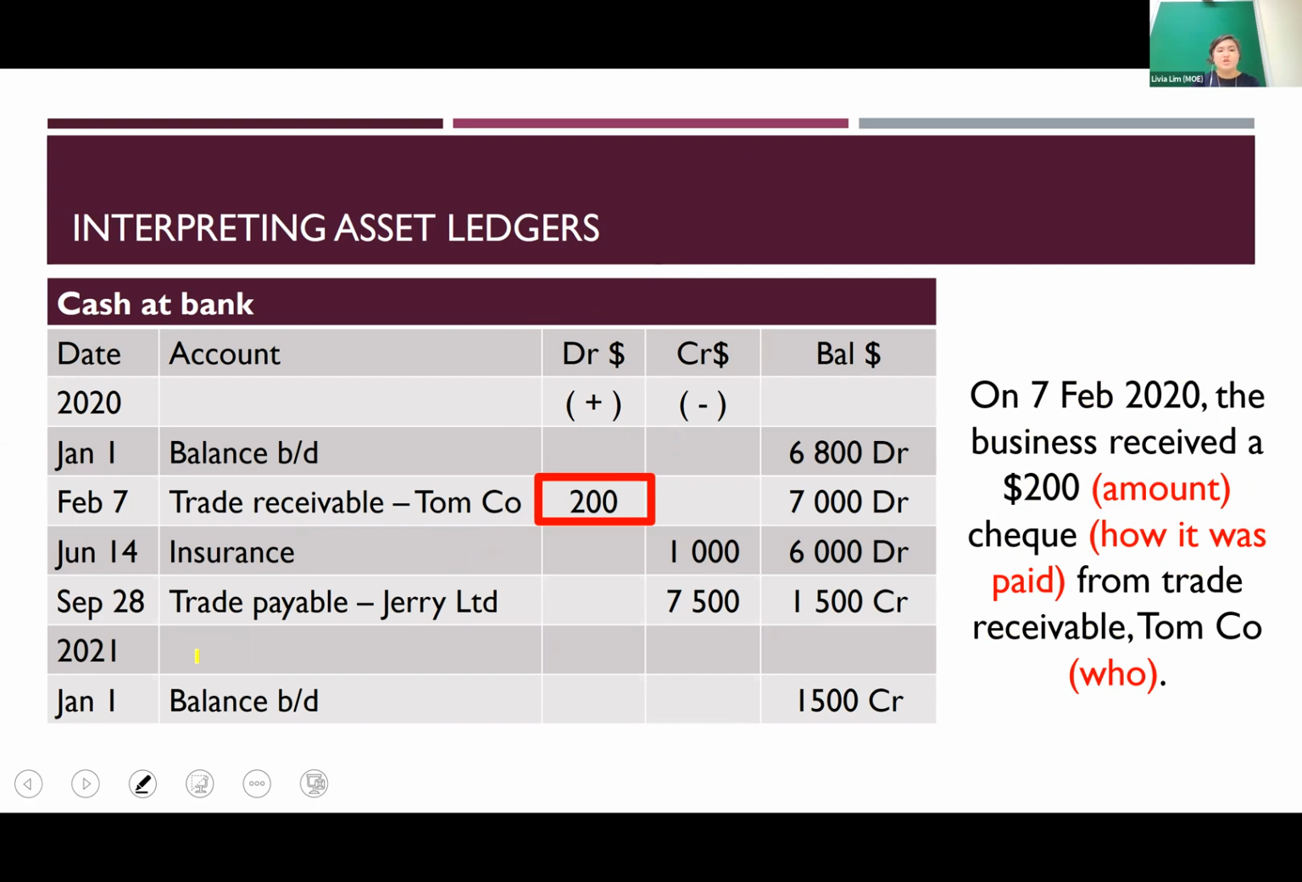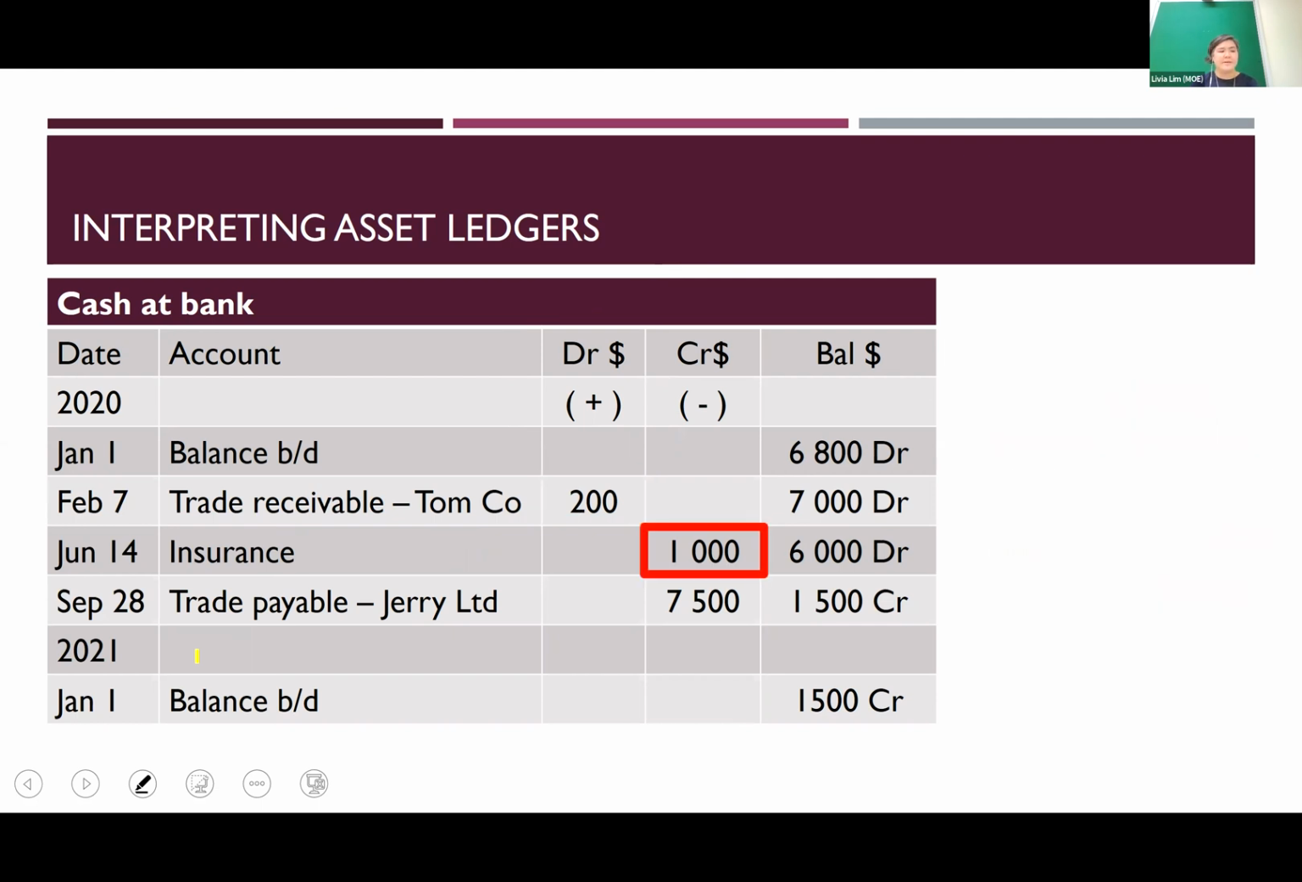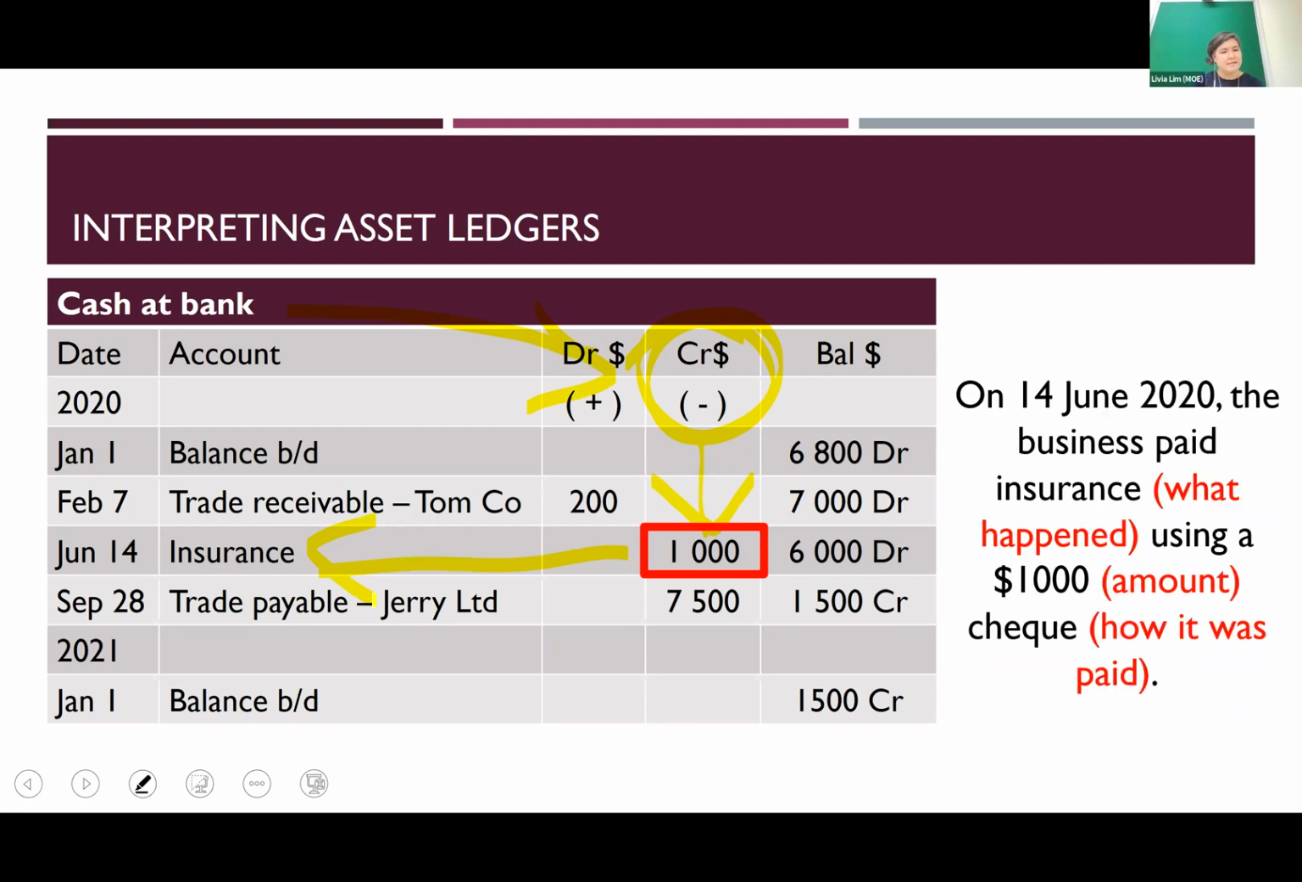Let's take a look at June the 14th and see what happened here. On June the 14th, we see that there was a credit. Under the credit column, the minus column, cash at bank reduced by $1,000 because of insurance. But you cannot say it like that. So we can say something like this. On 14th of June, that is when, the business paid insurance. When you say the business paid insurance, you're describing what happened, using a $1,000 check. That is how it was paid.